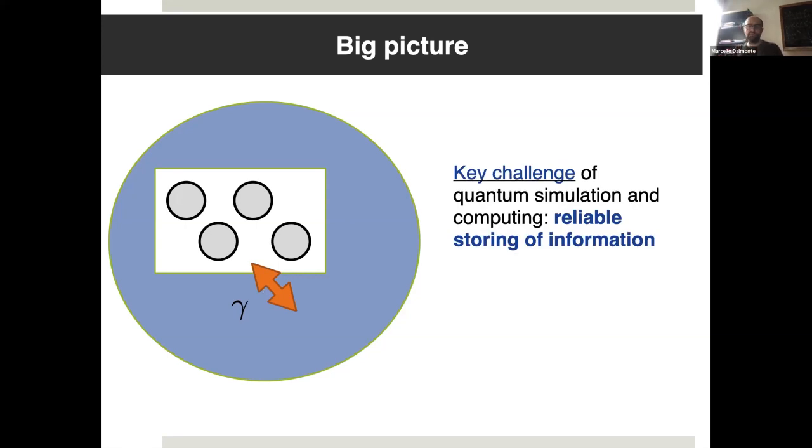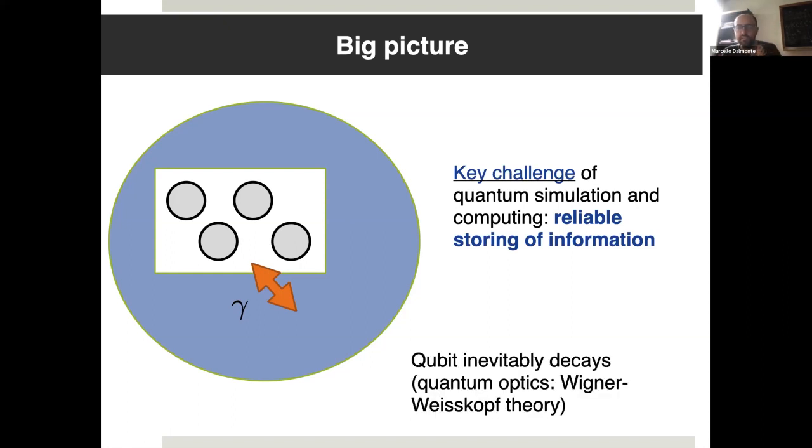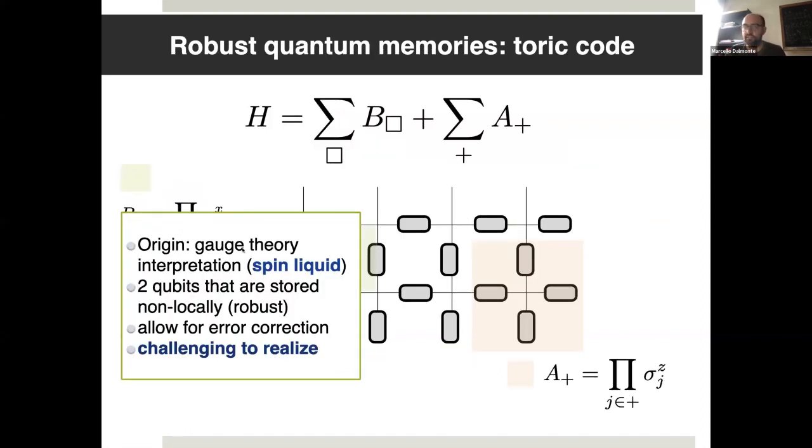The key challenge in quantum simulation and computing is to have information in our qubits stored in a reliable manner. This is really a key thing. And for those of you that come more from a quantum optics perspective, we know that this is not possible, or at least there are fundamental impediments to this. The typical textbook example is Wigner-Weisskopf theory of spontaneous decay of an atom coupled to an electromagnetic field. So this is very much part of the same motivation as Terry's talk this morning.